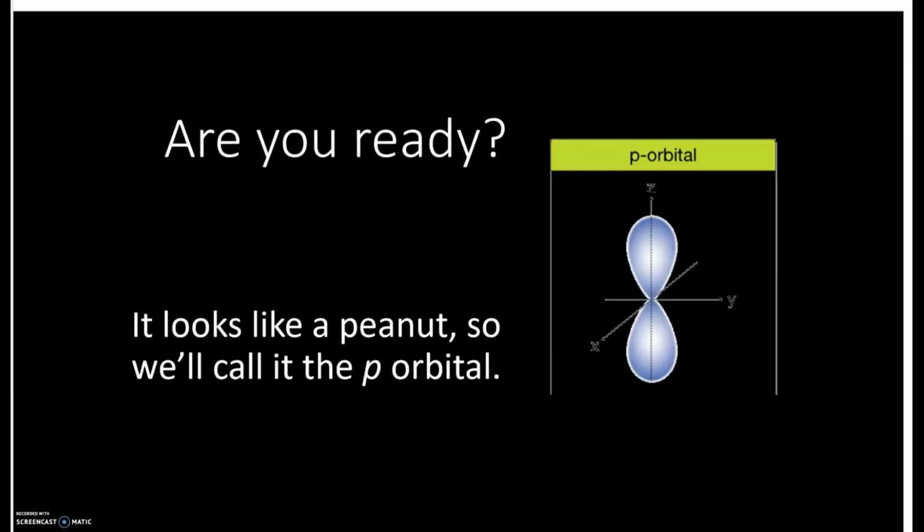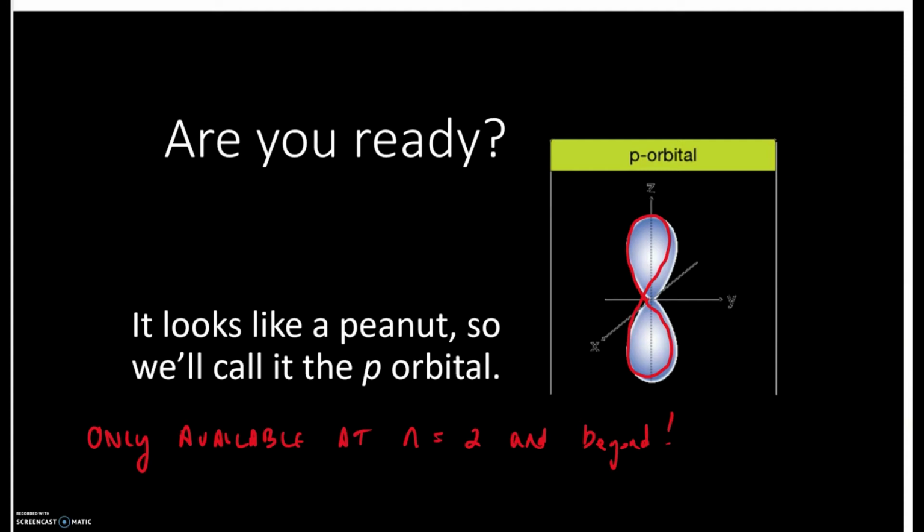This new type of orbital looks a little weird. In fact, it looks like a peanut. We're going to call it the p orbital, and it is only available at energy level n equals 2 and beyond. So we don't expect to see this any earlier than that. And because it has this weird shape, this peanut shape, it means that it can flip around in different orientations to stay out of its way.